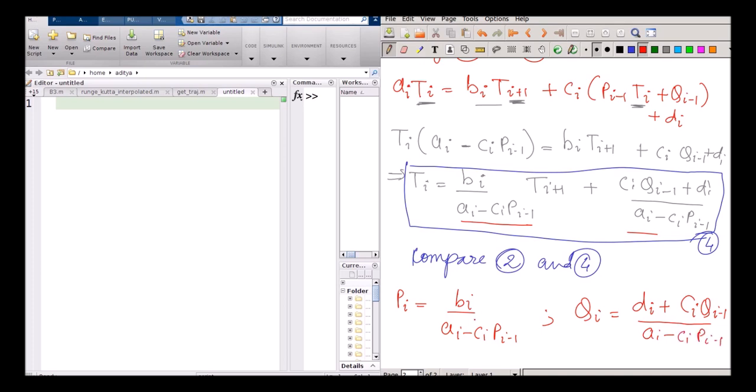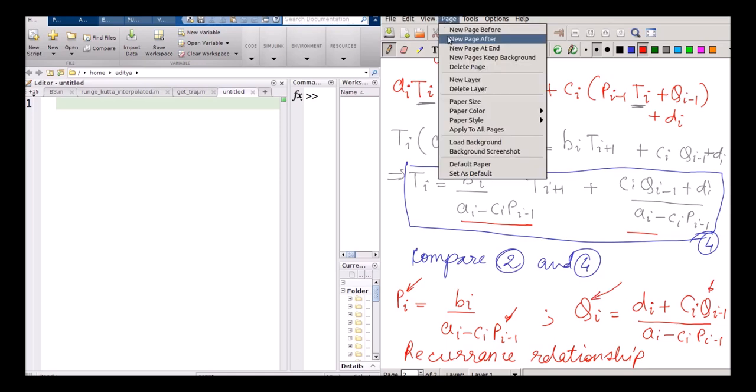So this gives us a recurrence relationship in the sense that Pi depends on Pi minus 1 and Qi depends on Qi minus 1 and Pi minus 1. So it's sort of a recurrence relationship. It's like a telescoping of P: once the I minus 1th step is known, the ith step will be known.